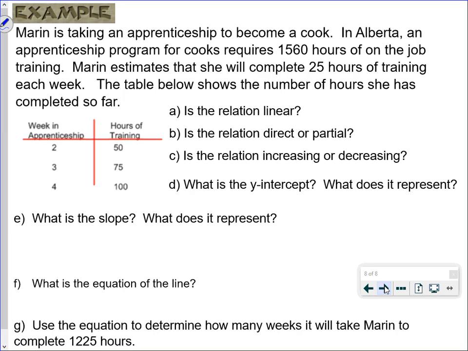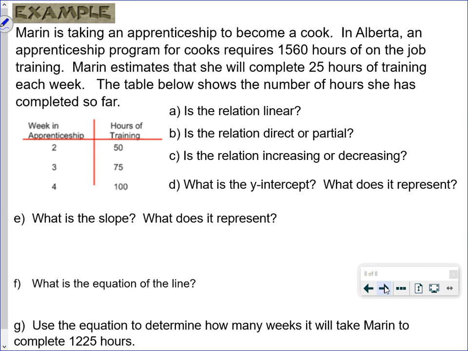In this last example, Marin is taking an apprenticeship to become a cook. In Alberta, an apprenticeship program for cooks requires 1,560 hours of on-the-job training. Marin estimates that she will complete 25 hours of training each week. The table shows the number of hours she has completed so far. So after 2 weeks, she completed 50 hours of training. After 3 weeks, she completed 75 hours, and so on and so on.